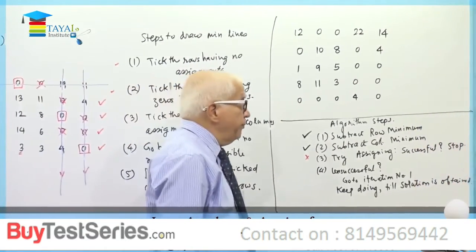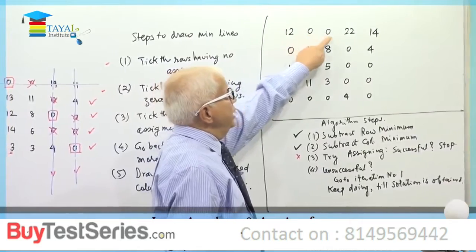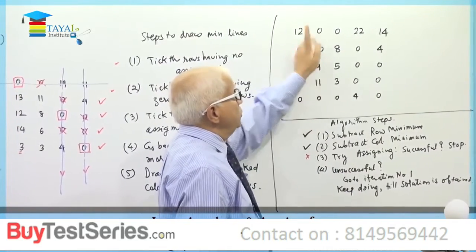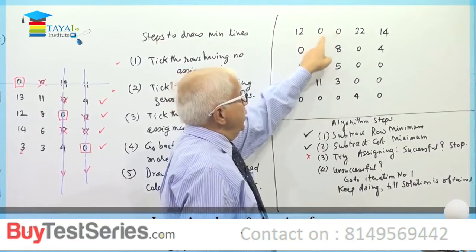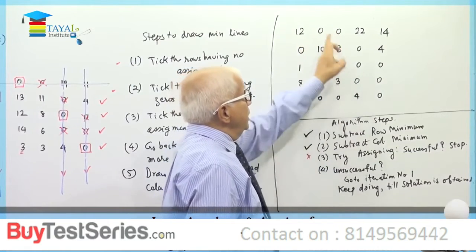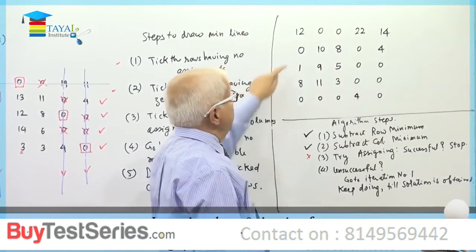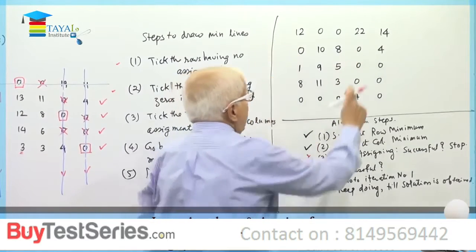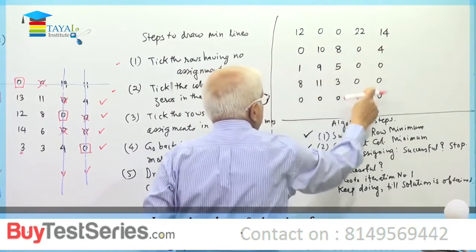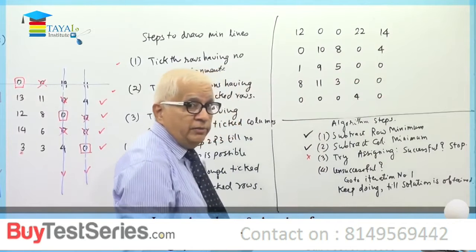Let me go to the first row. Is this 0 unique in the row? No. Is it unique in the column? No. So I cannot make an assignment right now. Same situation here. Not unique in the row, not unique in the column. First row, I cannot make an assignment. Second row. This 0 is not unique because of this and this, so I cannot make an assignment. Obviously, this 0 is not unique because of this and these, so I cannot make an assignment.